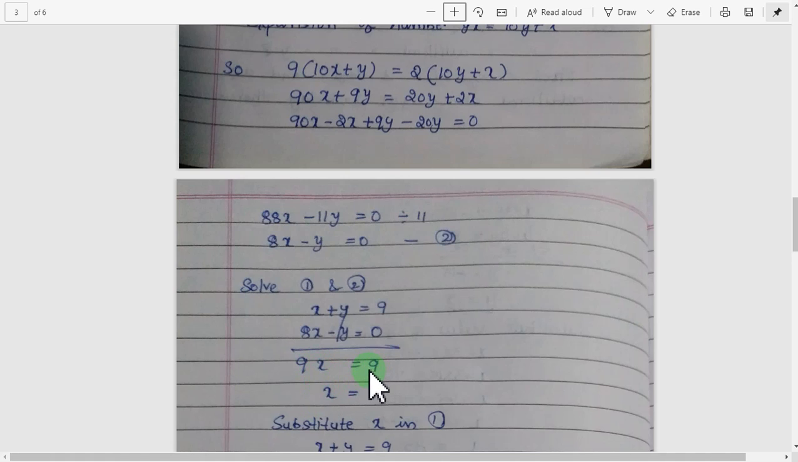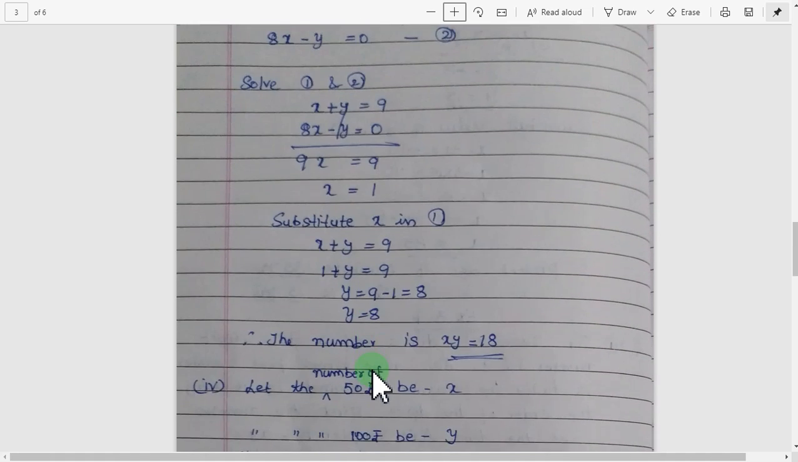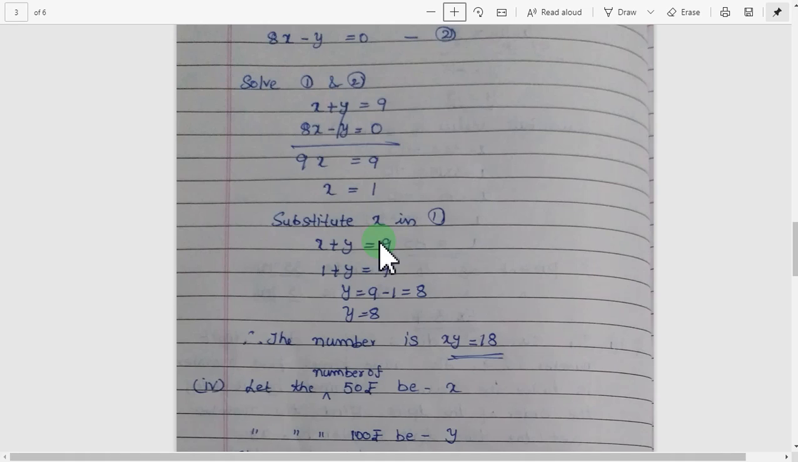Taking the 9 to the other side, 9 by 9, x is equal to 1. Now substituting the value of x in any one of the equations, I have substituted in equation 1, and you will get the value of y as 8. So the number is xy, x value is 1, y is 8. So 18 is the number.